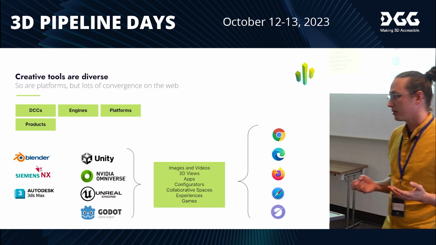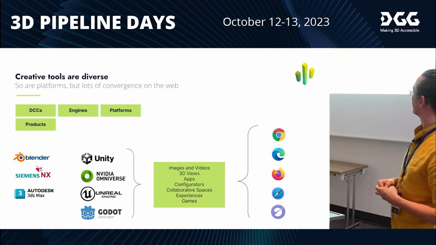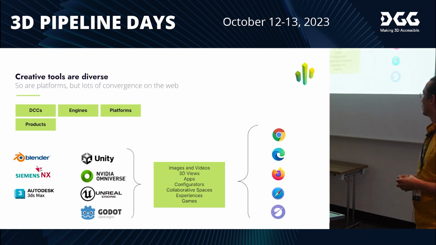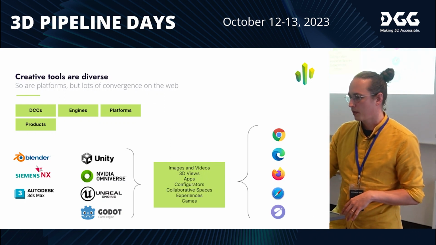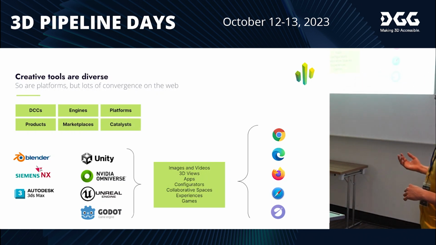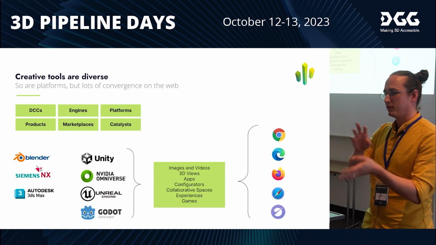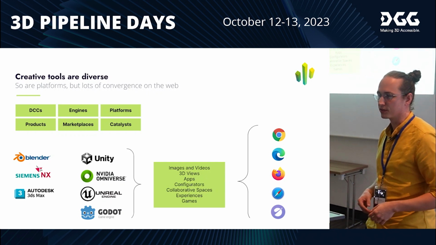And then people are building products with this. And they're not just building 3D viewers and configurators. There are collaborative spaces, games, trade shows, interactive experiences, a lot of stuff moving to the web. And then there are two more categories that I didn't have nice images for. There are marketplaces that sit somewhere on the left side here, with more content to build worlds and experiences with.